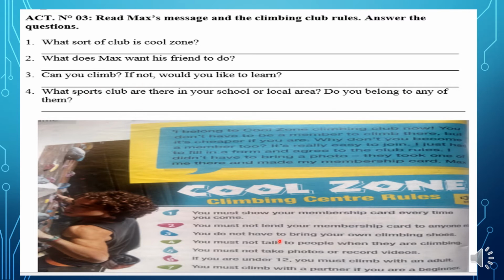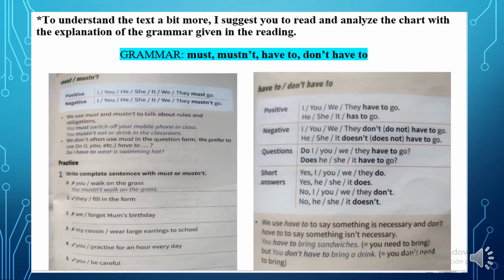So here you have the reading, and you have to consider the information you have in this part, okay? So, to understand the text presented before, I suggest you read and analyze the chart given here. Here you have the explanation of the grammar given in the reading. So you have to consider the grammatical part, and in this case you have some modal verbs. You have the word must, you have the modal verb mustn't, the negative, have to and don't have to, the negative form of have to.